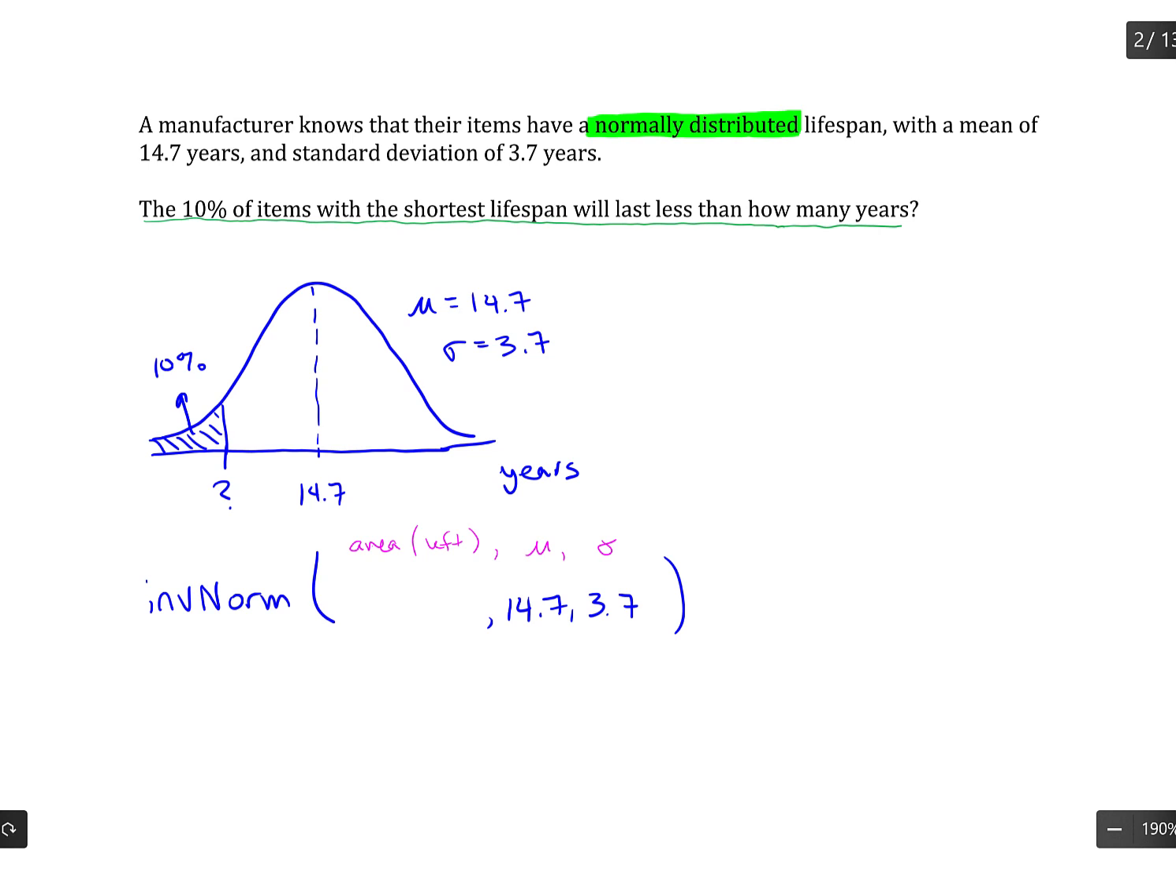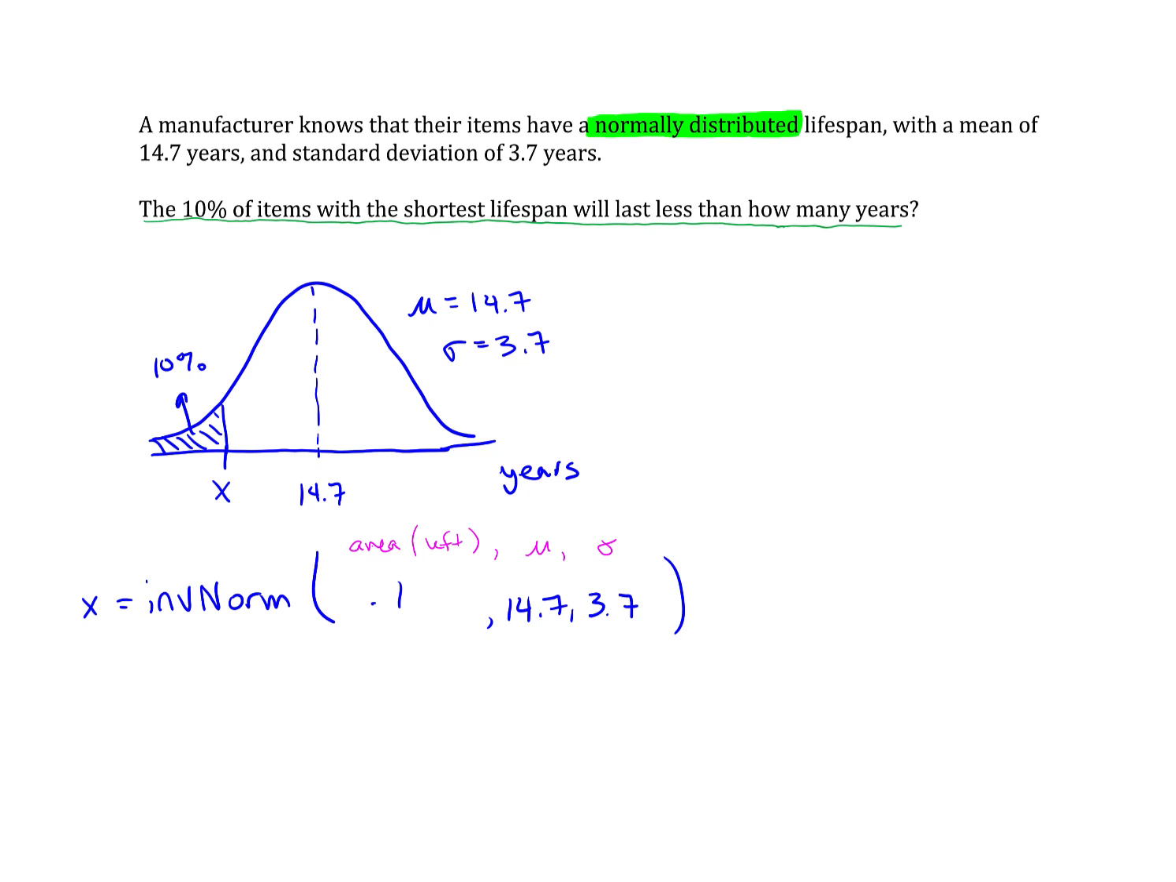So it's the area to the left of the score that I'm most interested in that I'm going to come up with. So the area to the left of this value that I'm looking for. So I change this and make it a value x. So I'm looking for x. So x equals this. Then the area to the left of x, the amount of shaded area to the left of x, is 0.1, 10%.